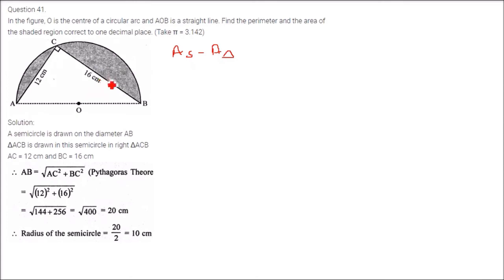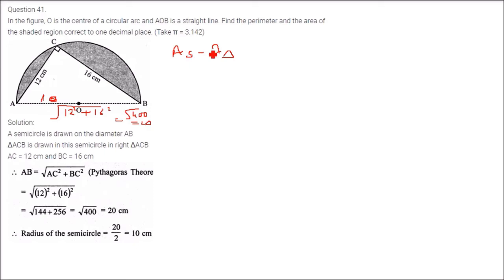So the area of the semicircle will be what? For that we need the radius. We have no radius here, but this triangle has the hypotenuse as the diameter. So this is 12, this is 16. So this will be the square root of 12 squared plus 16 squared, and this is going to come as the square root of 400, which is 20. So 20 is the diameter, so 10 will be the radius.